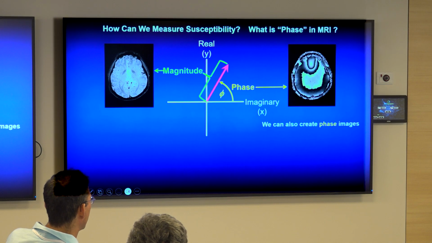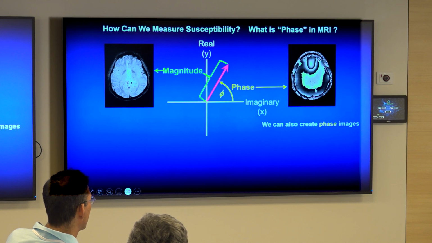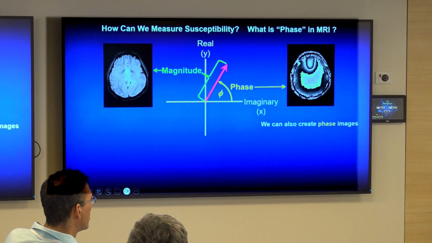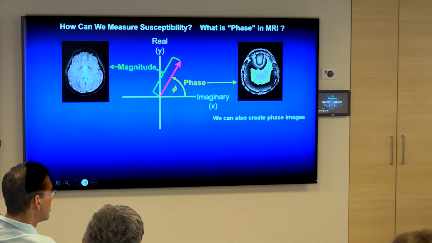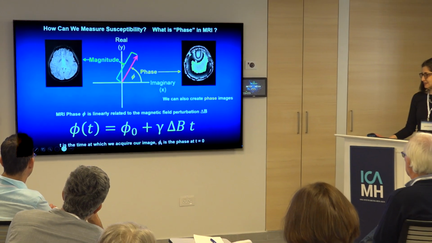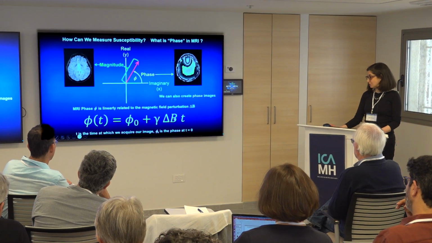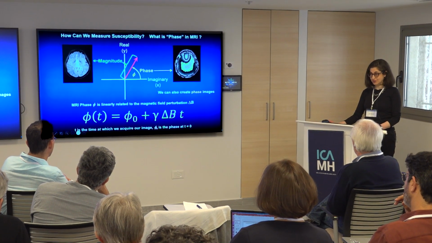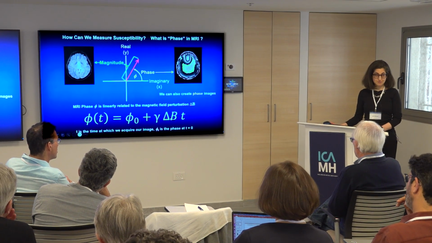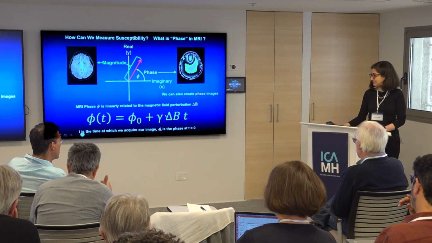And you can see that those images look quite different. For a start, they have these wraps, and that's because the phase is an angle that goes round and round, and every time it crosses this axis, it jumps from 0 to 360 degrees, or 0 to 2 pi, and so you get these wraps that we have to remove as one of our processing steps. But the good thing is that the phase is directly proportional to these field perturbations that are caused by changes in the magnetic susceptibility. So that's what we're really, really interested in here.